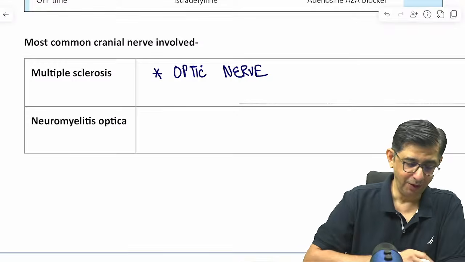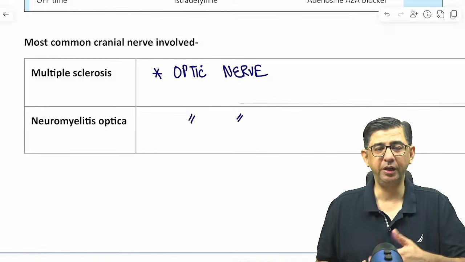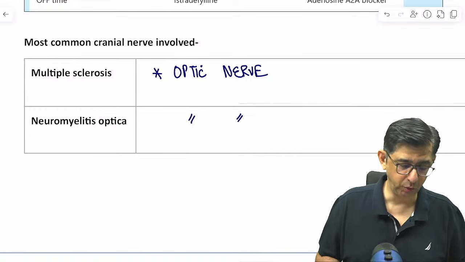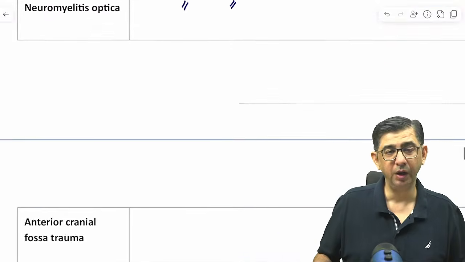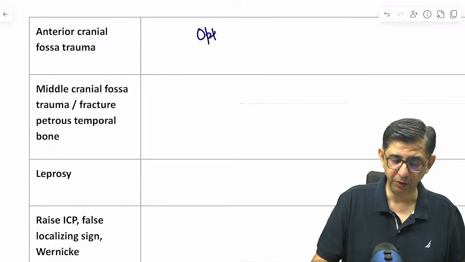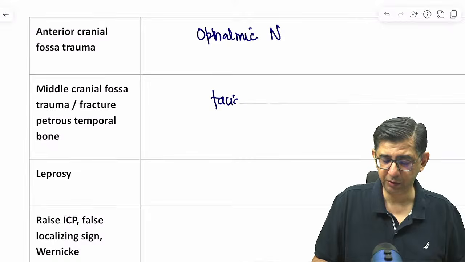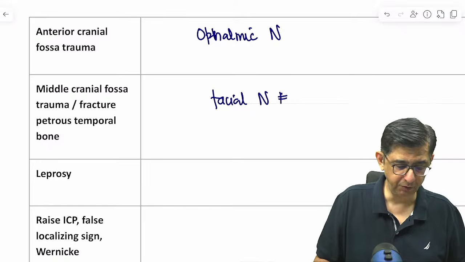Both of them will be having optic nerve involvement for multiple sclerosis. I'll tell you the differentiating features between the two in a couple of minutes from now. Then for anterior cranial fossa trauma, it will be the olfactory nerve that would be involved. There would be a CSF rhinorrhea. For middle cranial fossa fracture, petrous part of the temporal bone, it is the facial nerve injury that would be occurring.